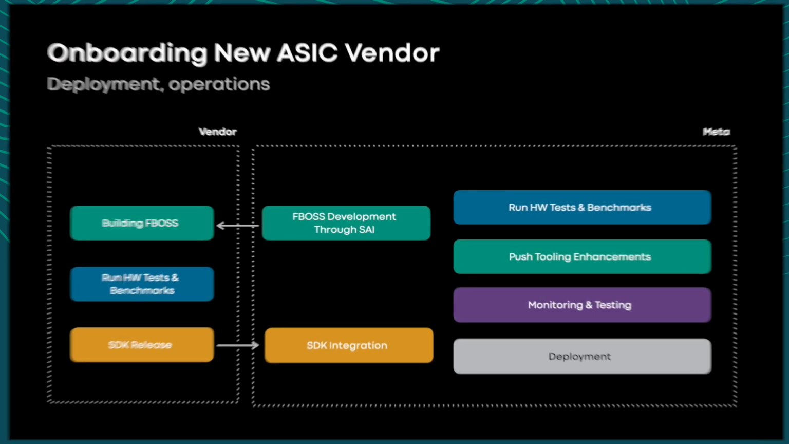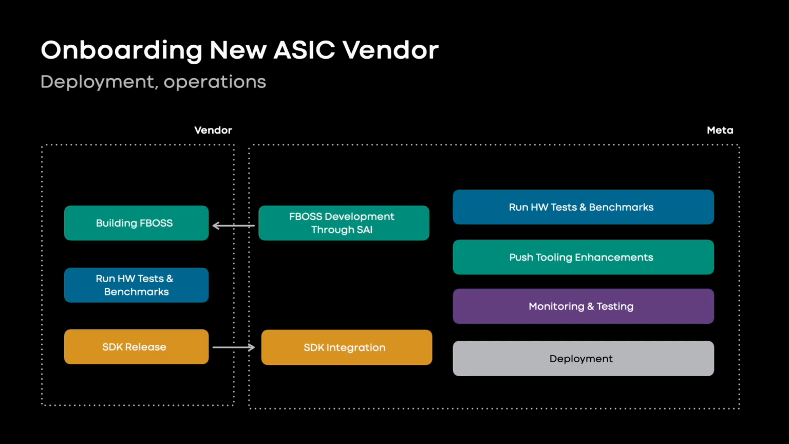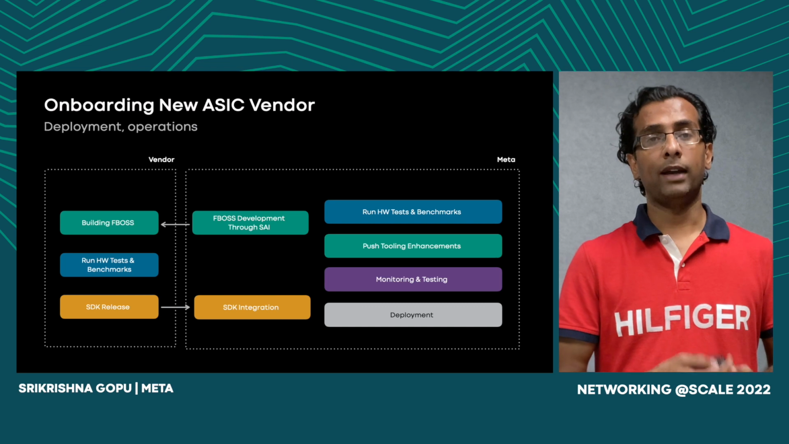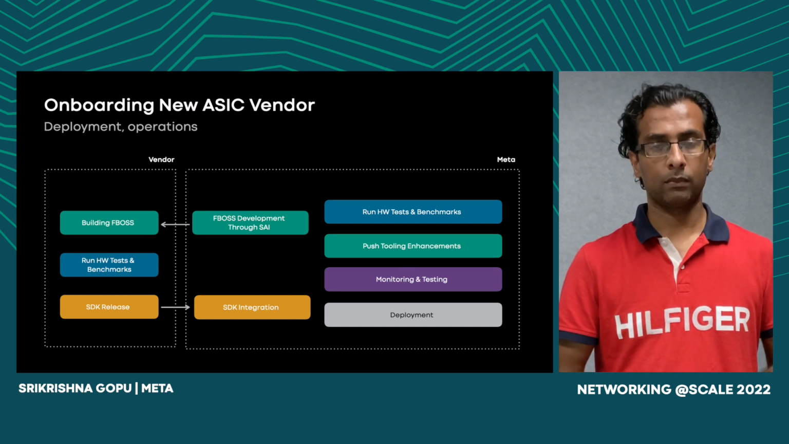This is a quick recap of what we spoke about here. The left window indicates how the vendor built Fboss, how they ran the test cases, and how they released the SDK. The right window captures how, as Meta, we picked up the SDK and integrated it with Fboss, and this is an iterative cycle. Once this development is complete, Meta will run test cases on them, and then make the push tooling enhancements and the monitoring, and then finally we do a mass deployment.